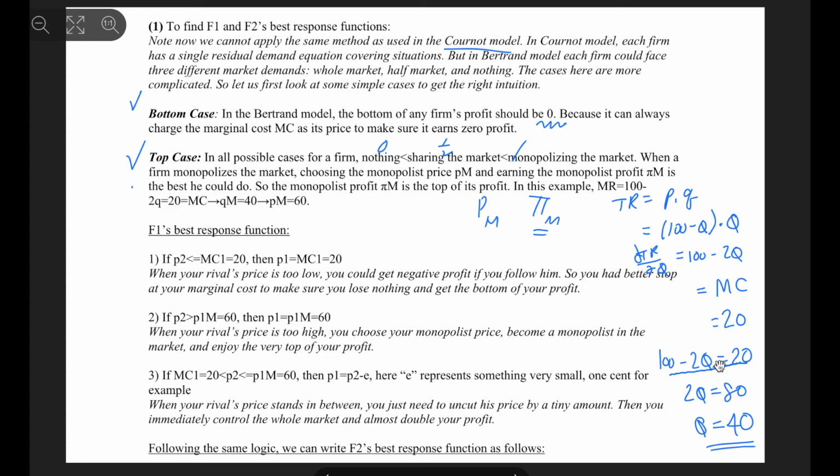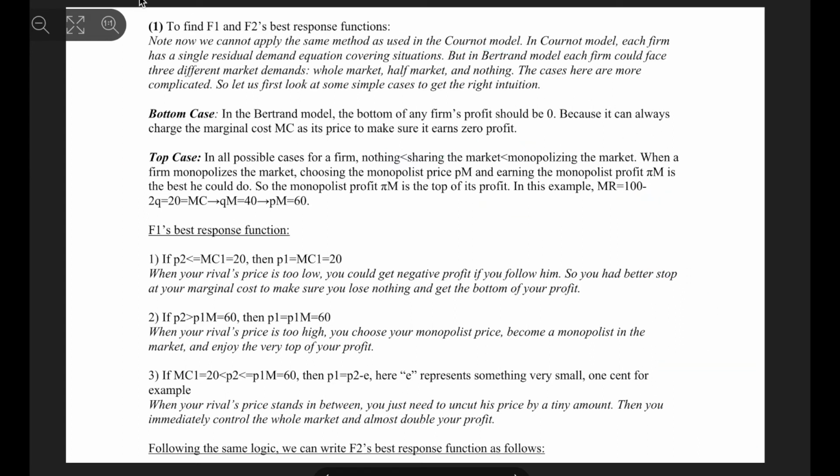P right there, right? So P is, okay, so we got Q equals 40, and what is P? P is 100 negative Q, right? So we have 100 negative 40 equals 60. So when a firm is monopolizing the market, the Q of monopoly will be 40, and the P of monopoly will be 60. Okay? And what about the profit?